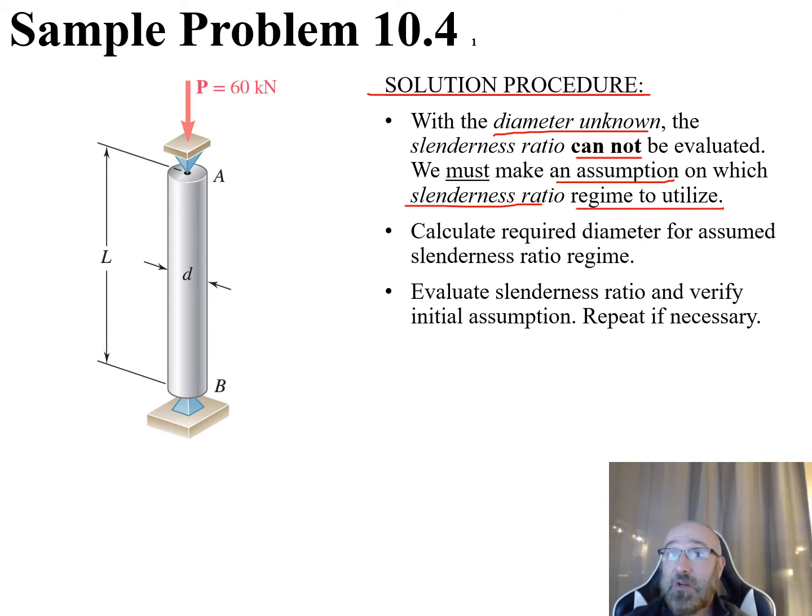And we know now our material type, so I know I can reference back to that. I've seen this earlier in the module. I'm going to make that assumption, utilize that, and do a double check. From there, I'm going to calculate the required diameter for that assumed slenderness ratio regime. After that, I'm going to evaluate that slenderness ratio and verify if our initial assumption was correct. And if it's not, repeat this process as necessary with a different assumption. So this is my general idea for my procedure for analysis as I go through the solution to this problem.